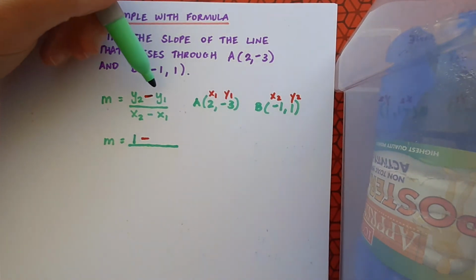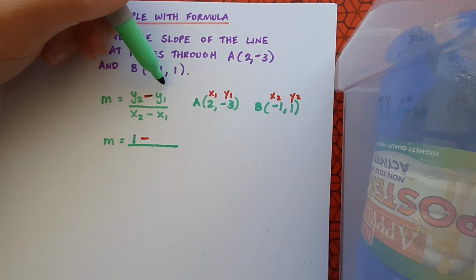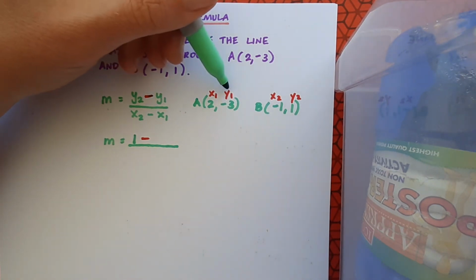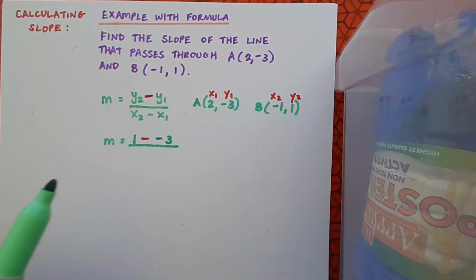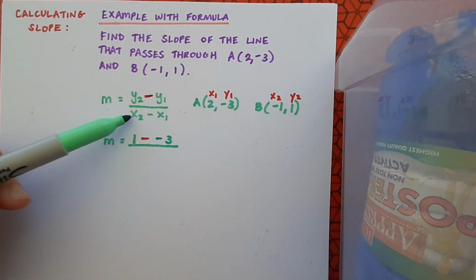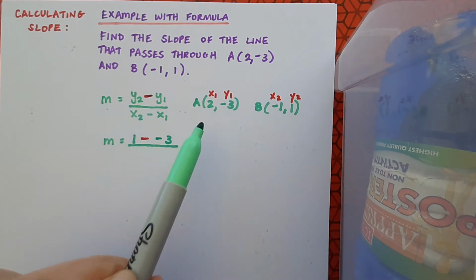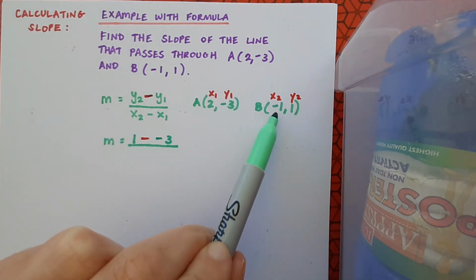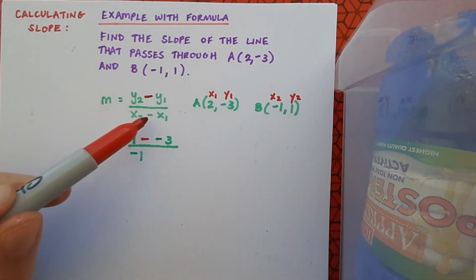And then next, I fill in my y1. Now notice here my y1 is -3. So I've got a double minus here on the top. On the bottom, I've got x2. I can go and find x2 in my points. It's -1. I've got a minus in the formula.